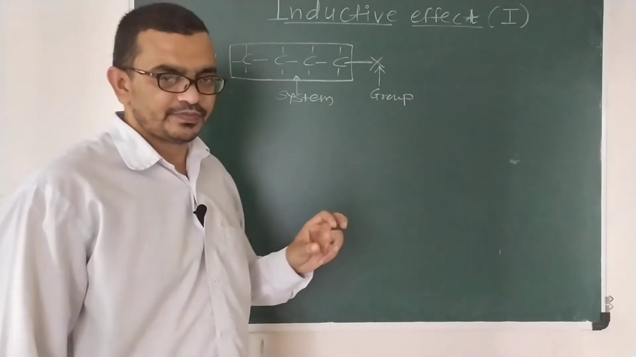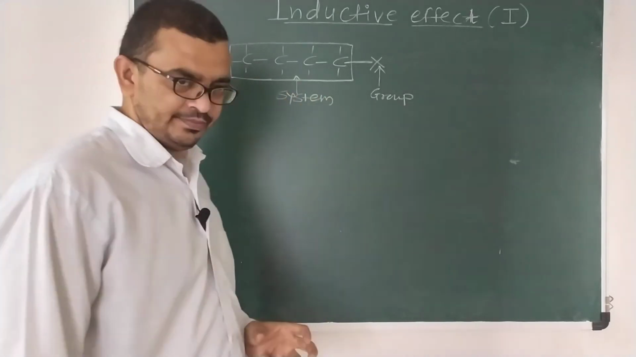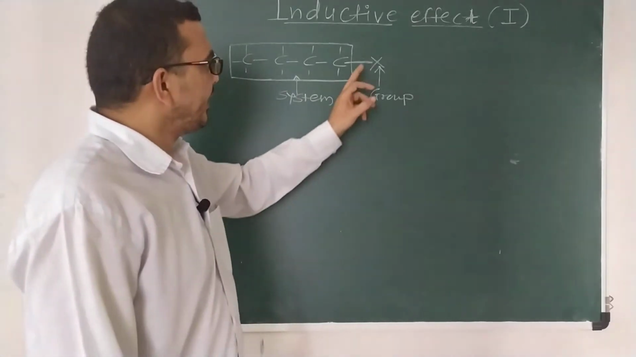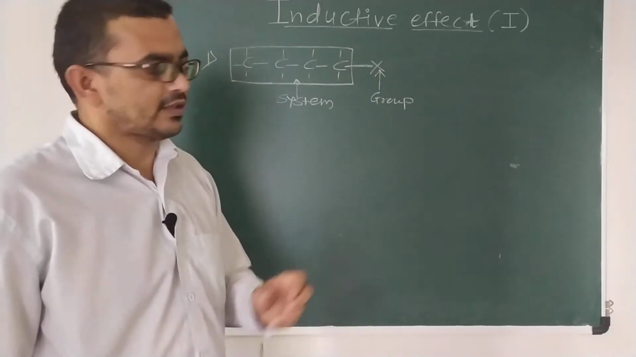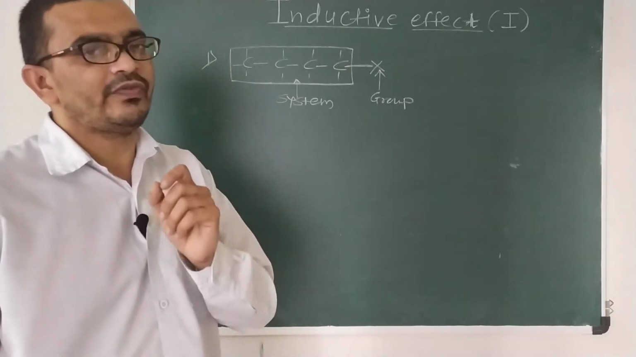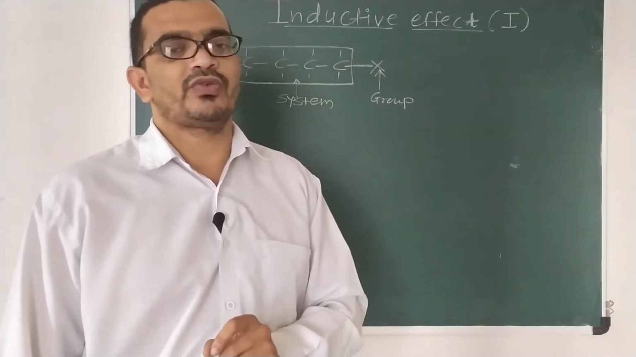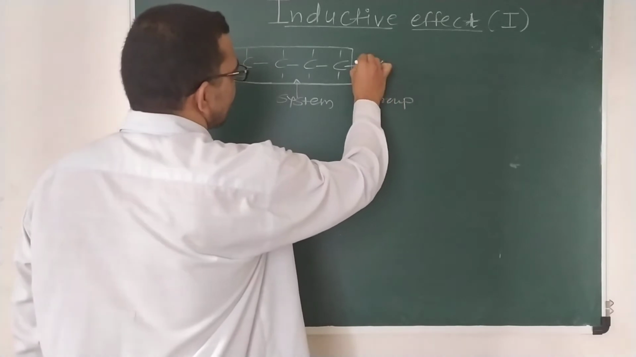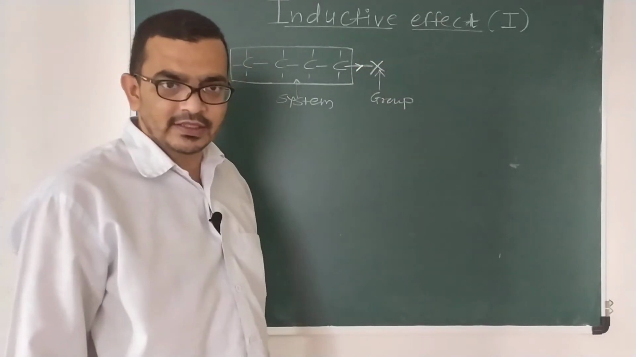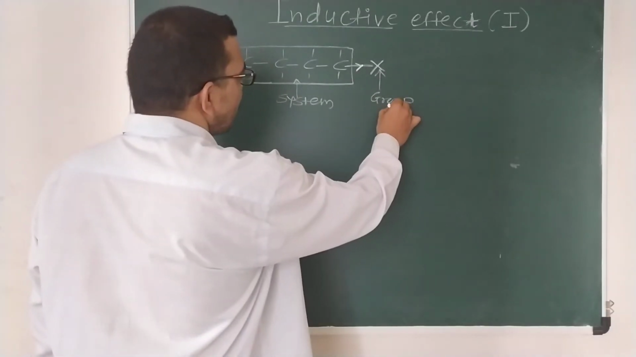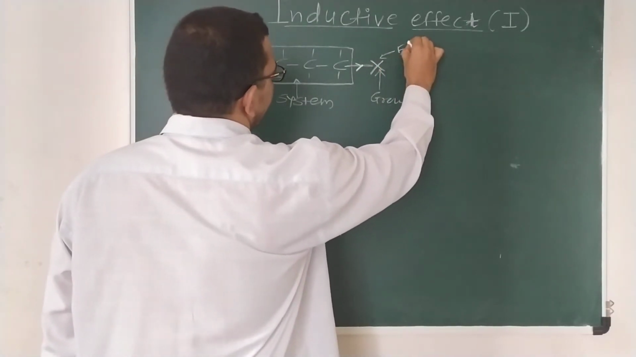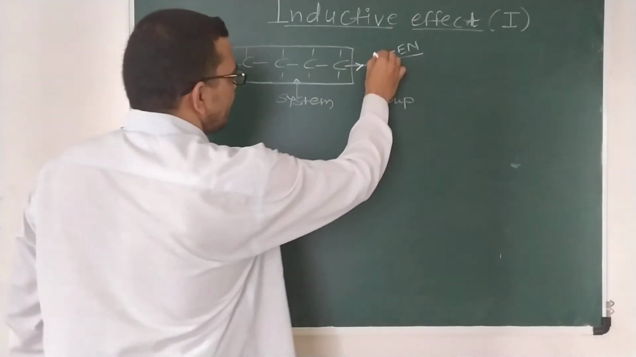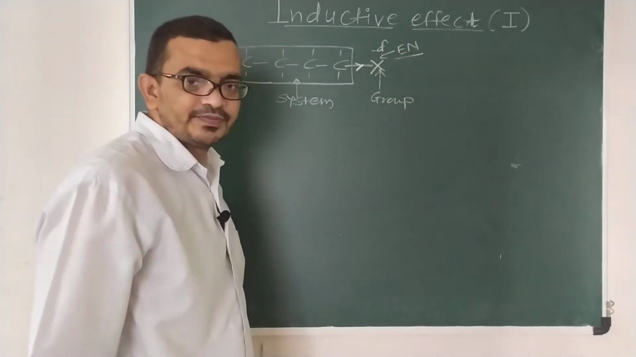So the group has more electronegativity than the system, correct? Because this group is attached to this carbon, the electronegativity of this group is higher as compared to carbon. So what type of effect is possible here? Now, as X is more electronegative as compared to carbon, electrons are going to shift toward X, so a minus delta charge is going to form.